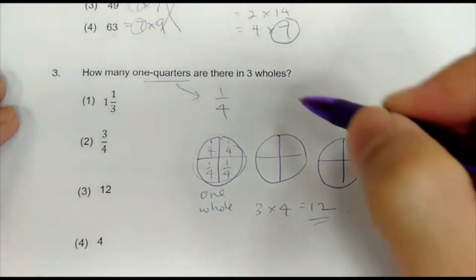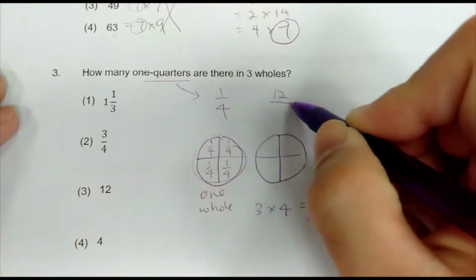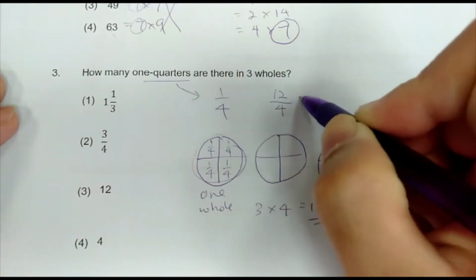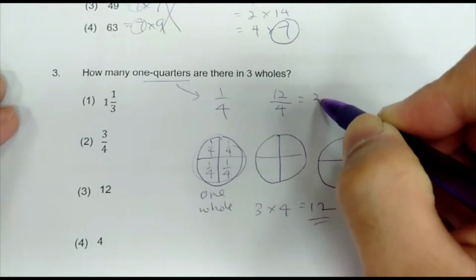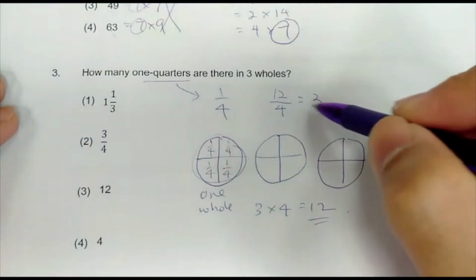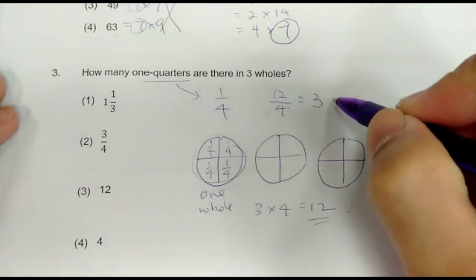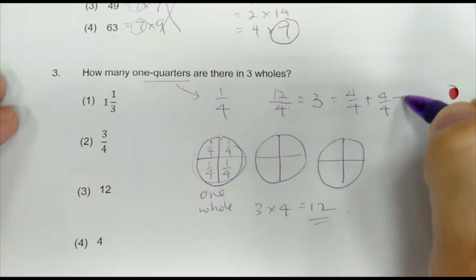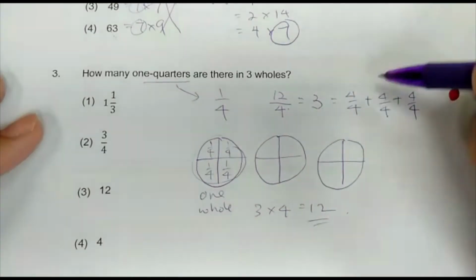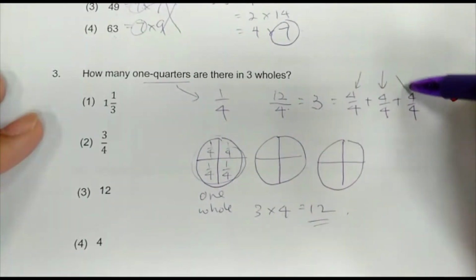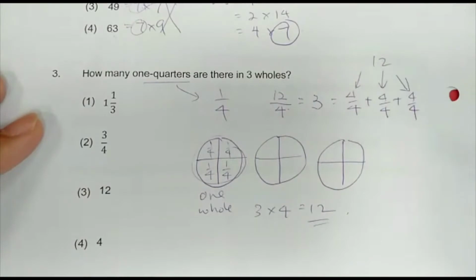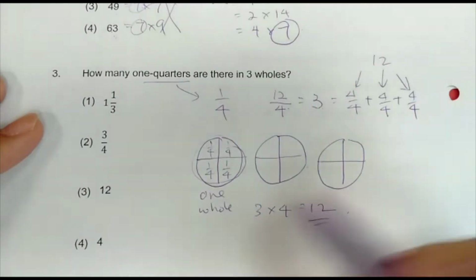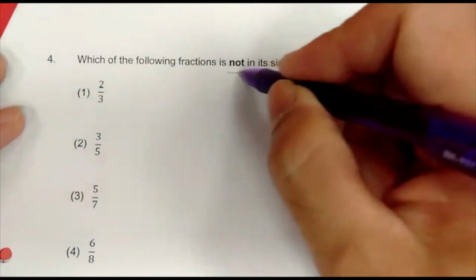Another way to do this, you can see in terms of 12 over 4. You simplify, you get 3 wholes. So 3 wholes is the same as this. Or you can see in terms of 1 whole plus 1 whole plus 1 whole. 4 quarters plus 4 quarters plus 4 quarters is 12 quarters. Answer is 3. Next. Which of the following fractions is not in the simplest form?